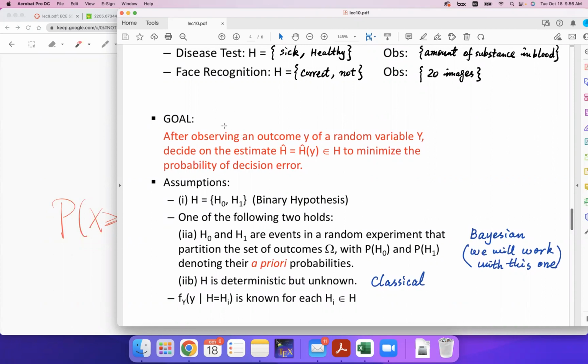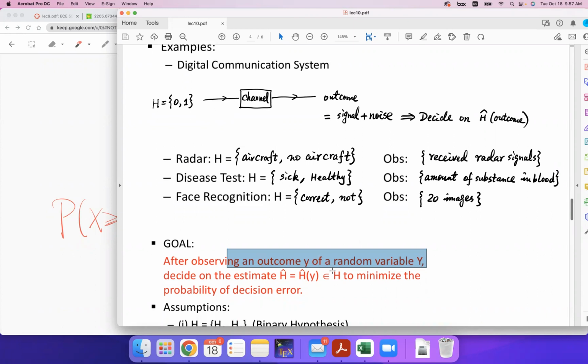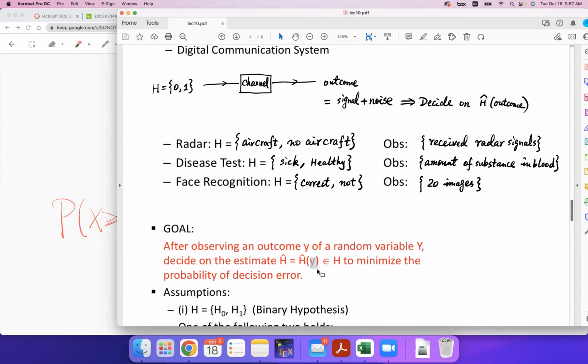So the goal is that once we observe an outcome Y of a random variable, well, what is the random variable? In the radar problem, it could be the received signal. This signal is random because it may be affected by the random noise injected by the atmosphere. So if we model the radar signal as a random variable, once we see an outcome, or a realization, of the radar signal, we want to make a hypothesis based on this outcome.